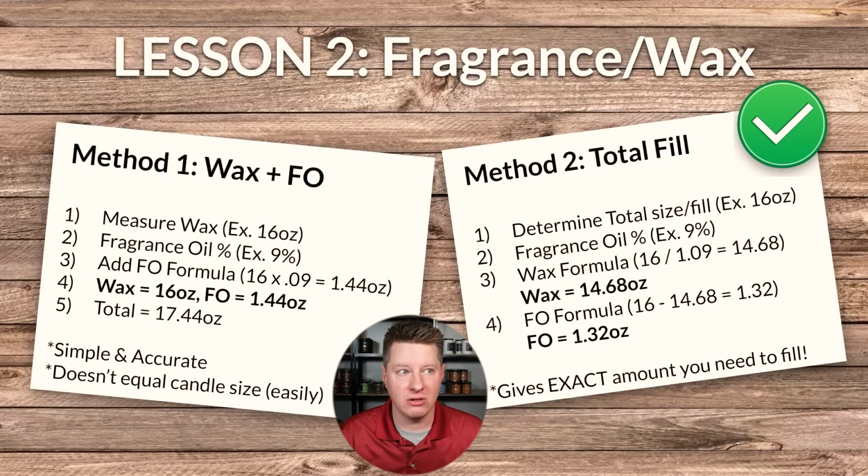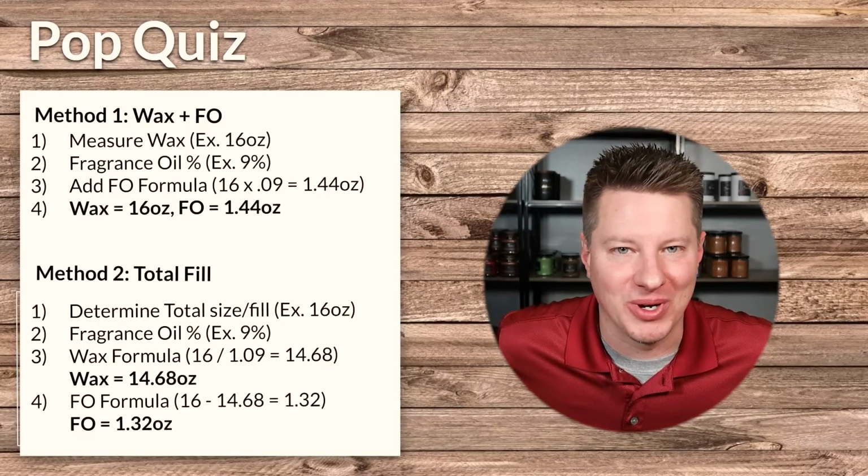So no matter if you're making 1 candle, 8 candles, 100 candles, this is a formula that will work for any batch size. So it minimizes waste and it gives you the exact amount of fill that you would need. We'll go into another example here in just a minute and show you an example if you were to make a batch of candles rather than one single candle. But first, we're going to do a pop quiz.